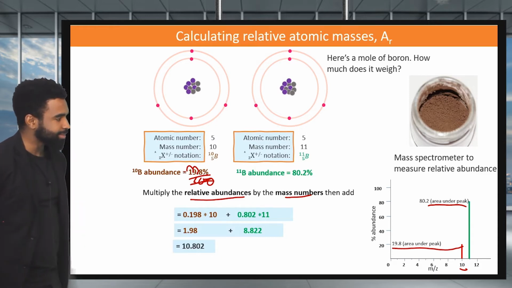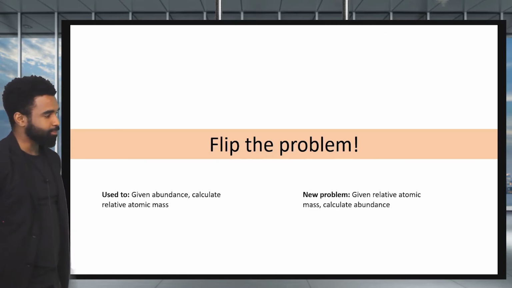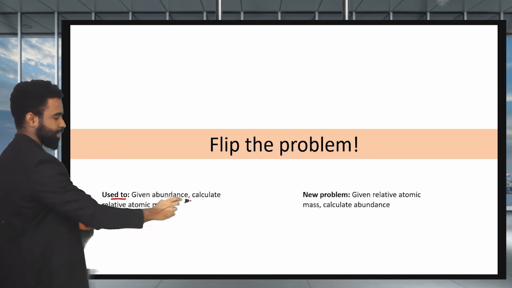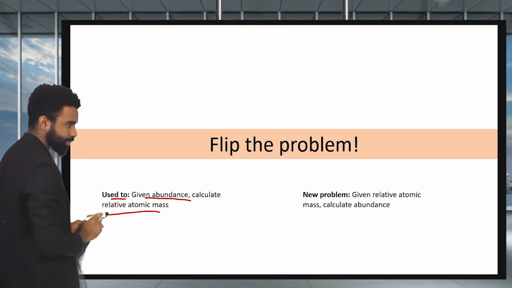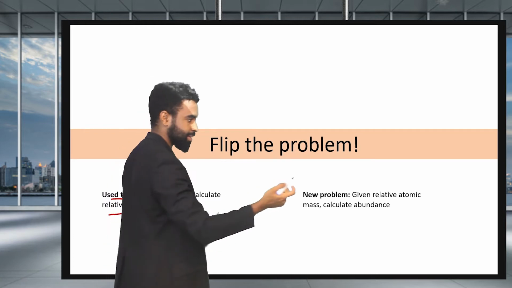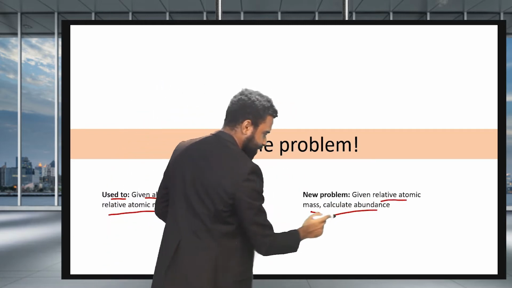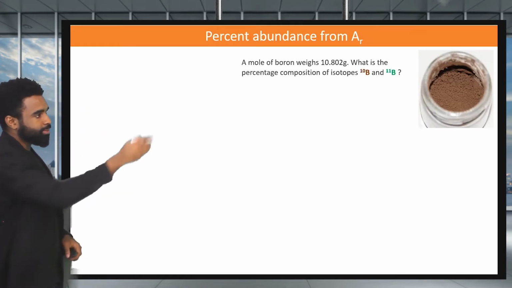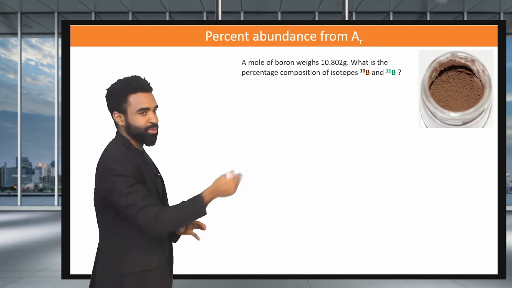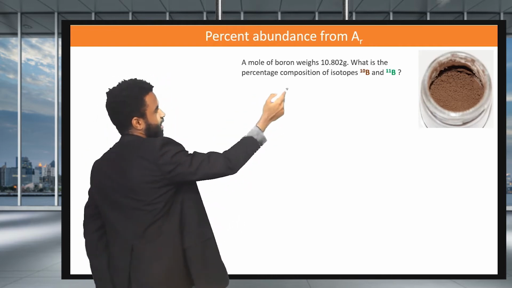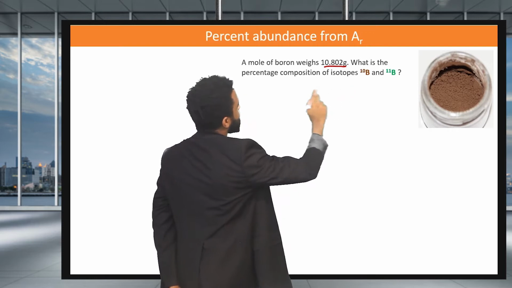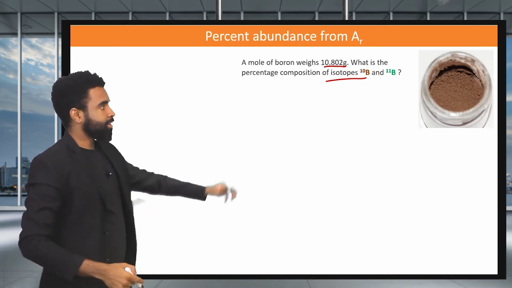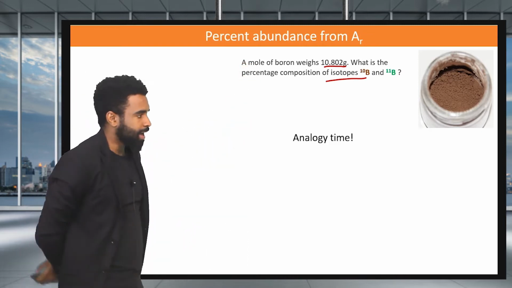That's elementary school math. Now we're going to move on to middle school math by flipping the problem. So here, what we're used to doing is we're given the abundance and we're asked to calculate the relative atomic mass. Now what we need to do instead is, given the relative atomic mass, calculate the abundance. So let's look at that kind of a problem. We'll be given a sample of boron, well, not really a sample, we'll just be given a piece of paper and told that a mole of boron weighs 10.802 grams. What is the percentage composition of isotopes boron 10 and boron 11, knowing that boron contains only those two isotopes?